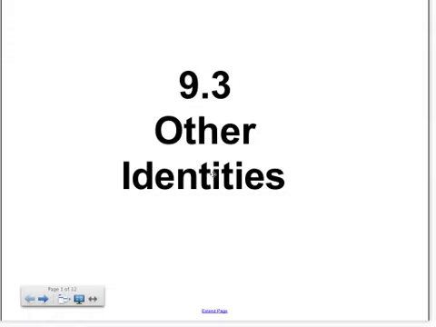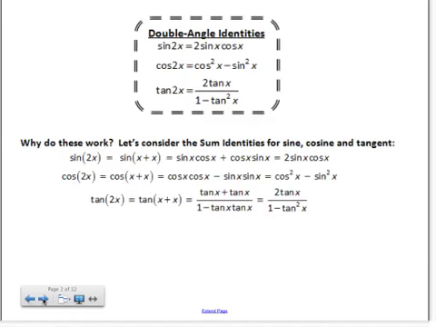Okay, here we go. Other identities. Yes, children, there are more and more and more. You know, we're not making you memorize nearly as many as there actually are, so be happy. All right, double angle identities. These are identities where if you know an angle and you double it, it reduces down to this.